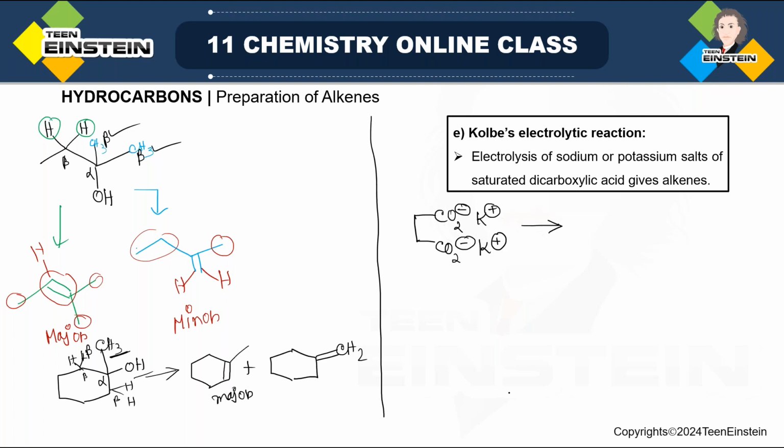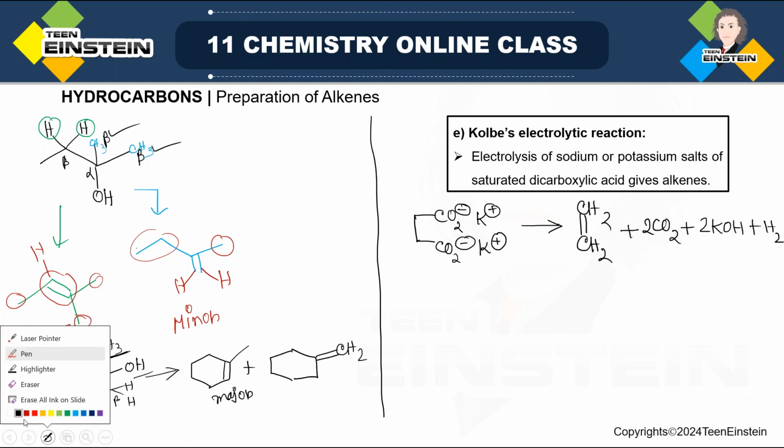To answer all these questions, it is important for us to know, for the different products, that is the actual product and the side products, whether they are produced at the cathode or anode. But first see what the net reaction is. The net reaction is here. This is the alkene that we are getting, and there are some side products: carbon dioxide, KOH, depending on whether you have taken sodium salt or potassium salt, and there is also formation of H2.